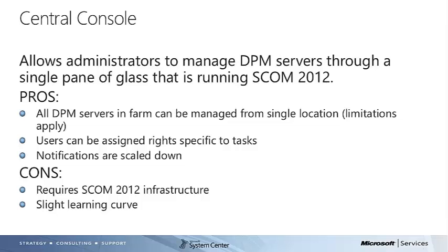The pros to this: all the DPM servers in the farm can be managed from a single location. There are limitations to this, and I'll cover those in just a bit. But for the most part, if you've got 5, 10, 15 DPM servers, you put an Ops Manager agent on all of them, and then within there, you can see if there's any alerts. All the alerts would come into one location, so you'd be able to see that from all the servers.